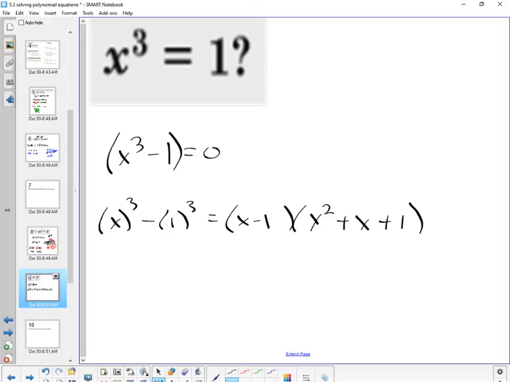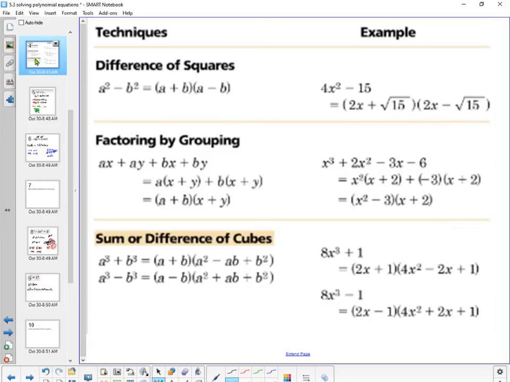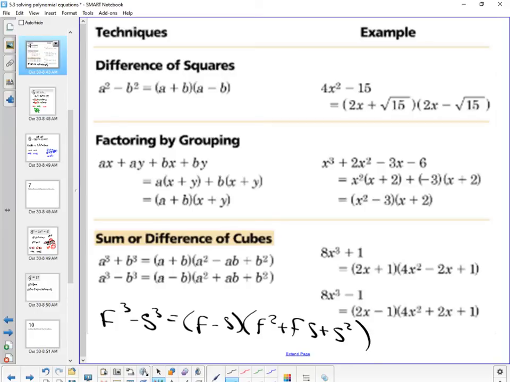Okay? So I want to show you that formula real quick one more time. It's right here. See it? Now, I don't like this version. David, the version that I use will be first cubed minus the second one cubed. First minus the second, first one squared plus first times second plus second one squared. So I do FS versus AB. Isn't it the same? Yeah, it's the same thing. Doesn't matter, but the way I remember is first one, second one kind of thing.